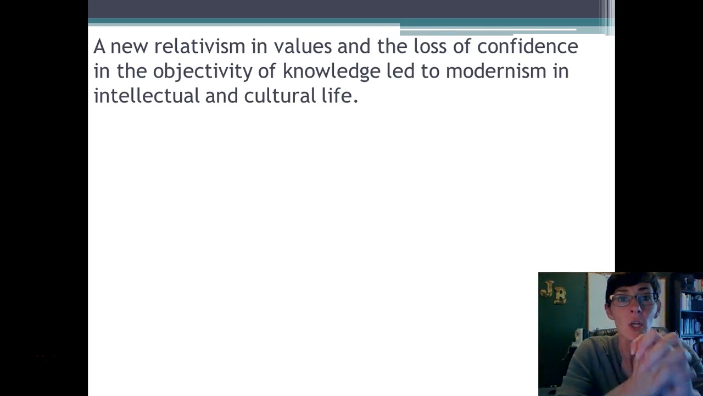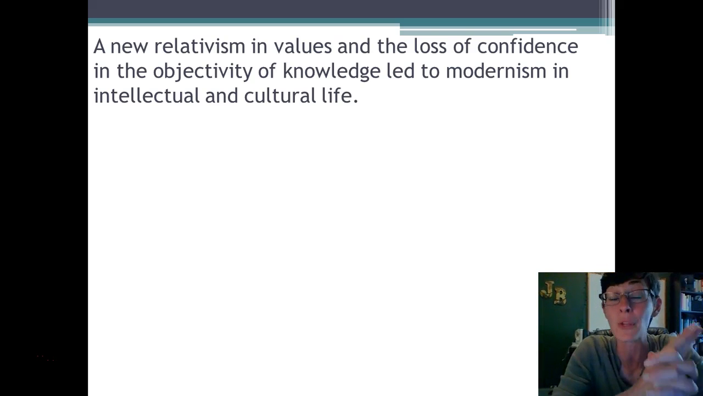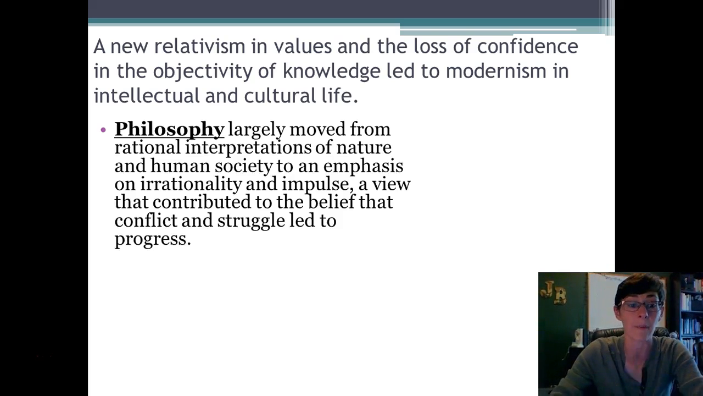So a new relativism in values, plus the loss of confidence in the objectivity of knowledge, led to modernism in both intellectual and cultural life. Modernism is very, very key. You need to pay attention to that.